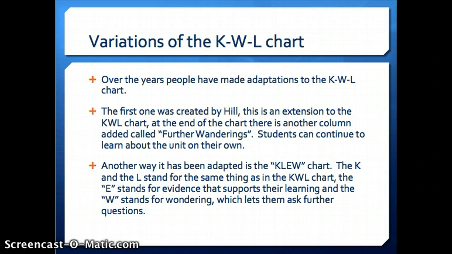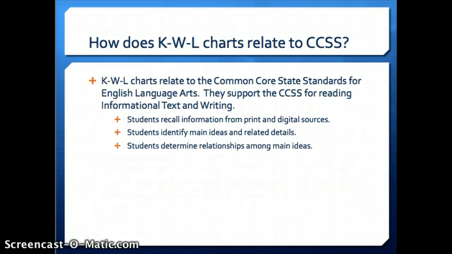Another way that it has been adapted is the KLEW chart, and the K and the L stand for the same things, what we know, what we've learned. The E stands for evidence that supported their learning, and the W stands for wondering. So again, it lets them ask further questions. The KWL charts do relate to the Common Core state standards. As you can see, it deals with informational text and writing.